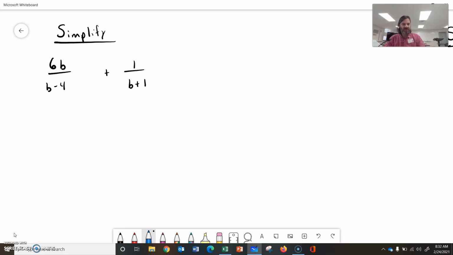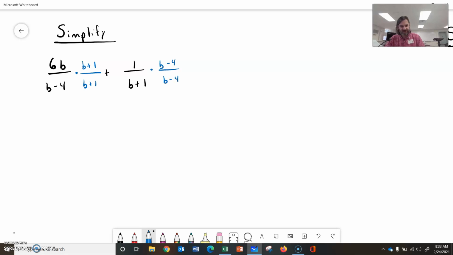So when we add two fractions together, we need a common denominator. So there's a b minus 4 in one and a b plus 1 in the other. The first one has the b minus 4, so it needs the b plus 1. Okay, so I'm going to multiply the first fraction by b plus 1 over b plus 1. And the second fraction, to make that common denominator, I'll multiply by b minus 4 over b minus 4.